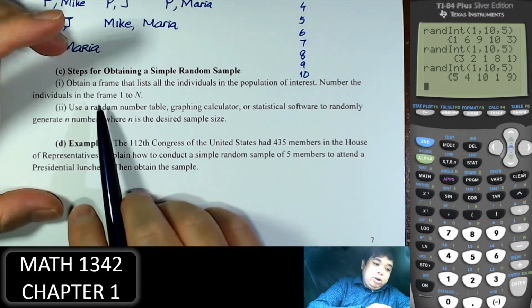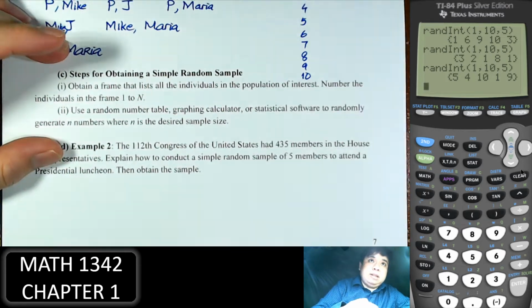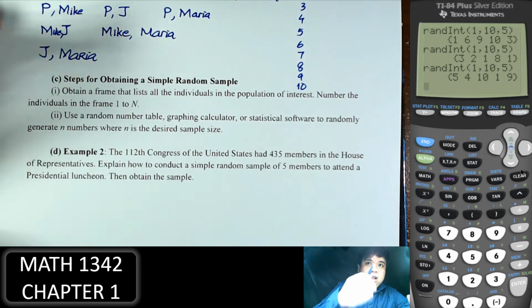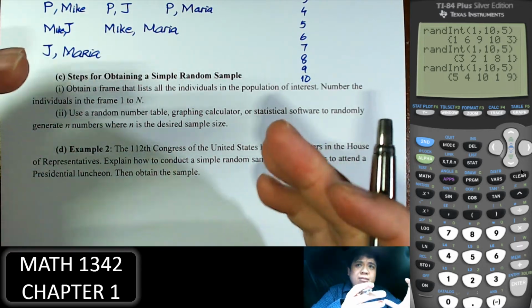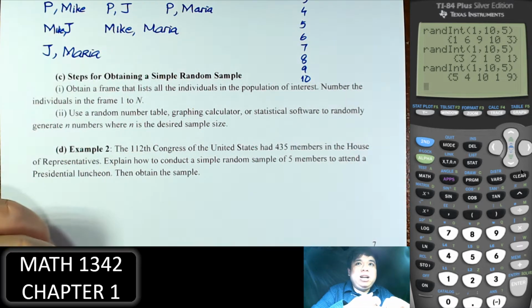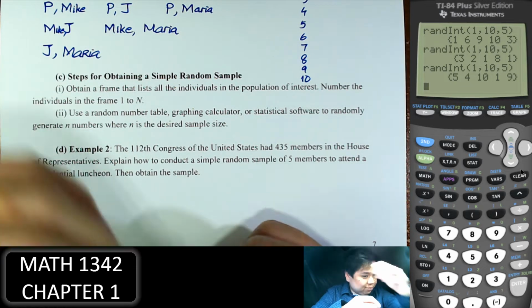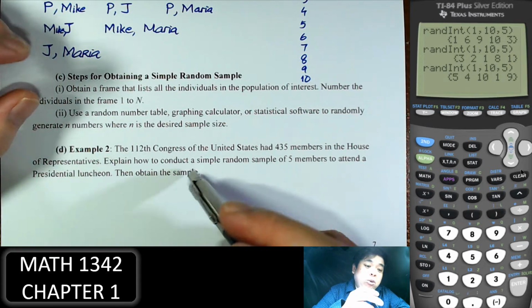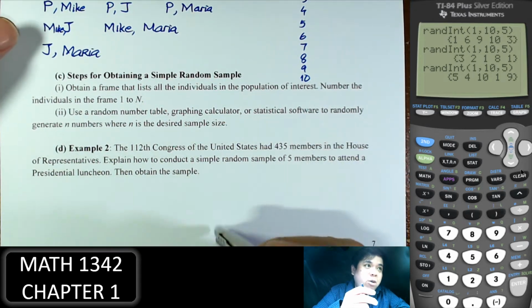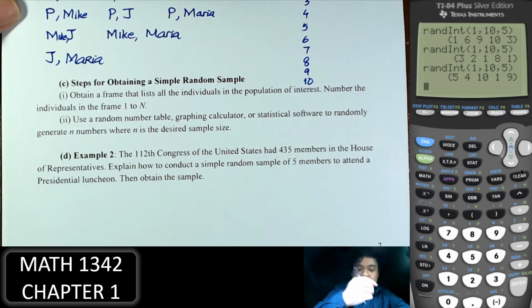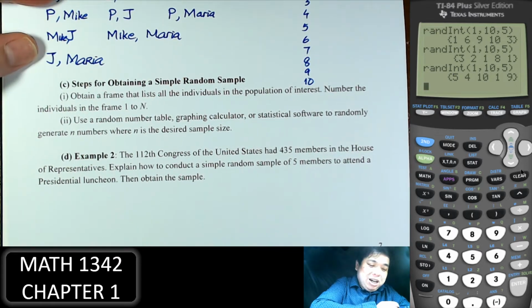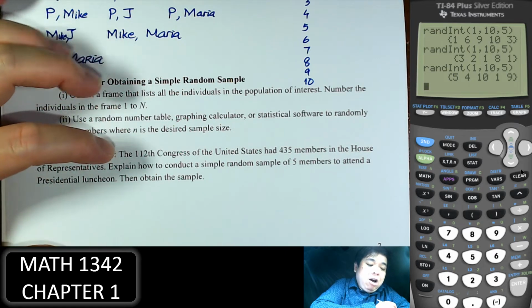The way we do that is we list them and then we use software, a calculator, or a table. Back in the day, there was a book of random numbers, but there was only one set of random numbers. Now we can use a calculator or any software, or if you just talk to your phone, the phone will pick the random number for you as well.